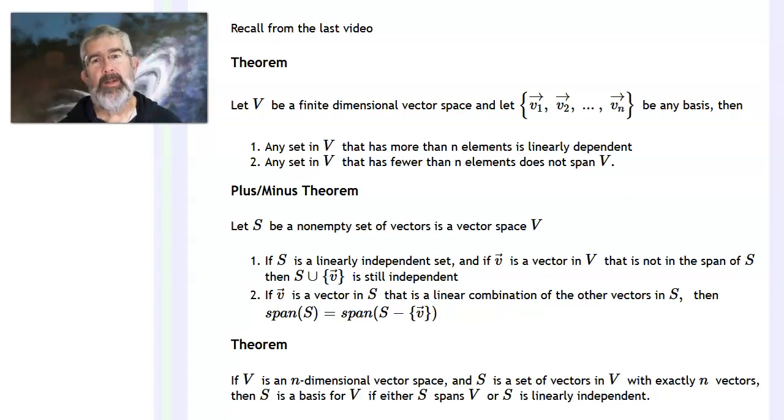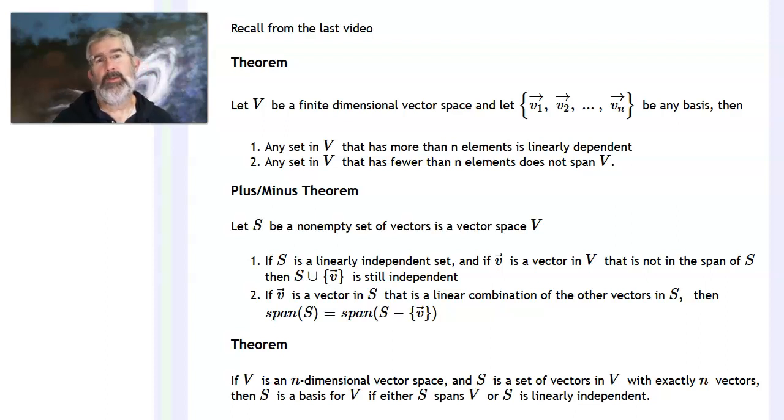then I know that any set of vectors in V that has more than n elements must be linearly dependent. And I know that any set of vectors with fewer than n elements doesn't span V. Now, all I've used that theorem for so far is to prove that all bases have the same number of elements. But this is particularly nice when you're trying to decide, I got a set of vectors, is it linearly dependent? Do they span, right?